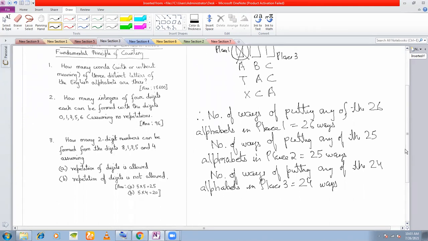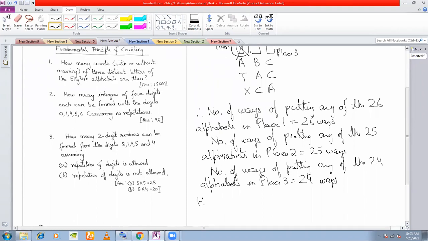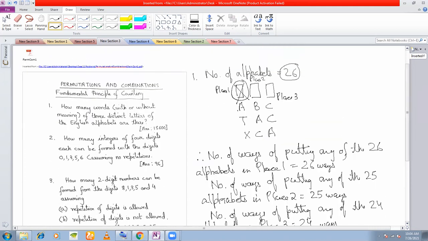Therefore, hence, number of words of 3 distinct letters. That means letters are not repeated. Okay. That means distinct means not repeated. That means I have put ABC here. I have put TAC here. All 3 are different, right? TAC is different. XCA are different, right? Cannot have a word of this form. AAX. I cannot have this because I'm repeating.